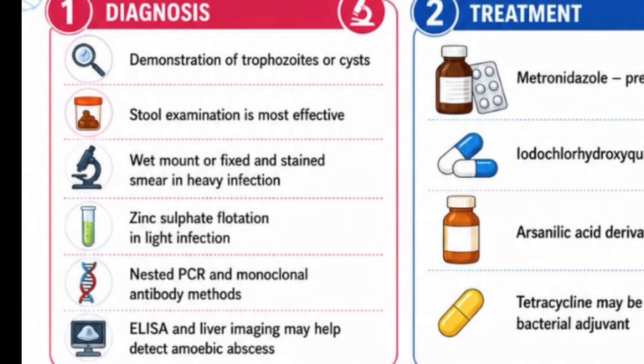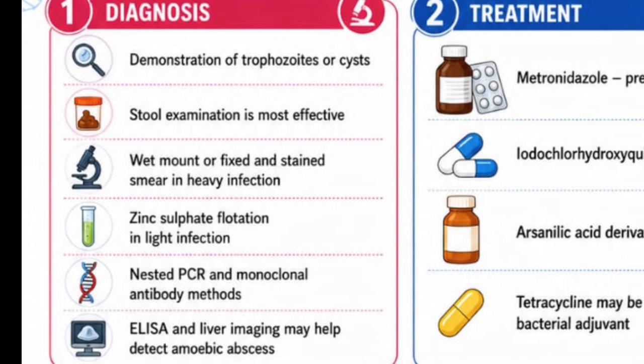So how do you diagnose them? You take a stool sample. The stool sample will be rich with the cyst. You see the amoeboid cyst there, which is the Entamoeba histolytica. When you see them in the cyst, you take a wet mount and you stain them.